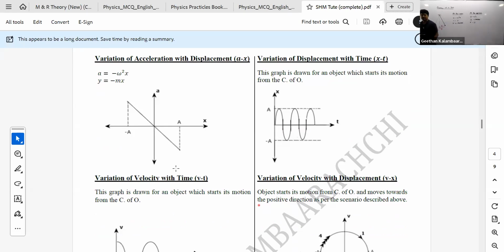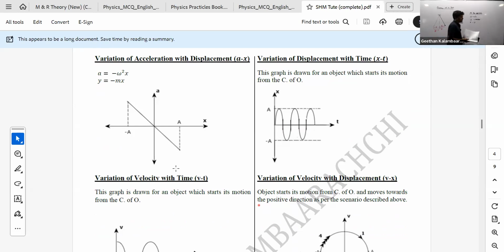Following that, a equals minus omega squared x. Omega is constant, I told you, so it's a y equals minus mx equation. Now the variation of displacement with time t.